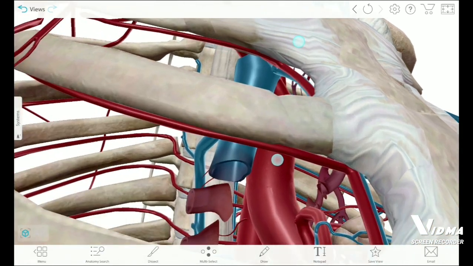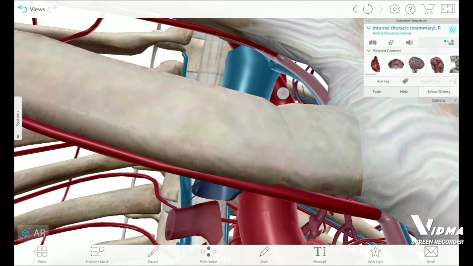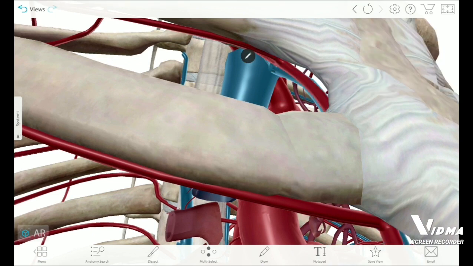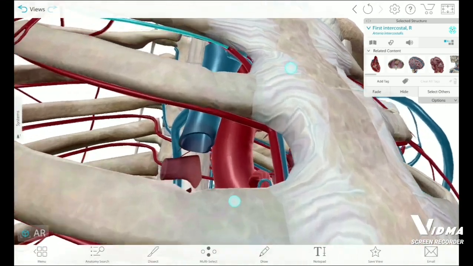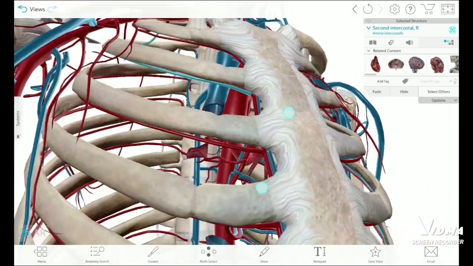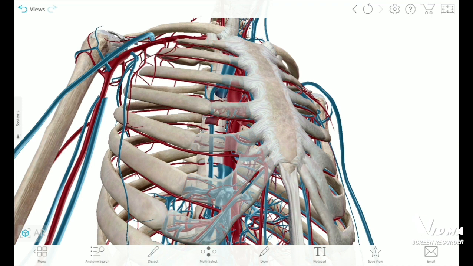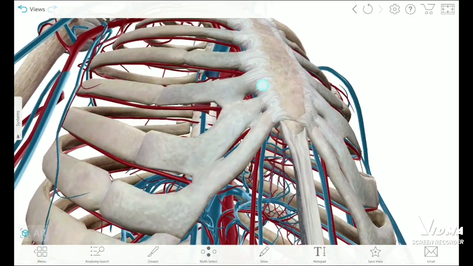So if we zoom in, this is the internal thoracic artery, and we can see the intercostal arteries. This over here is the anterior intercostal artery arising from the internal thoracic artery. So this over here is the first intercostal. Similarly, this is the second intercostal, and similarly it gives off the anterior six intercostal arteries. So the anterior six intercostal arteries are the branches of the internal thoracic artery.